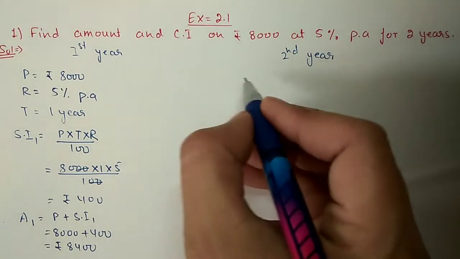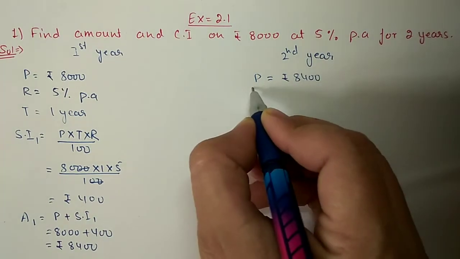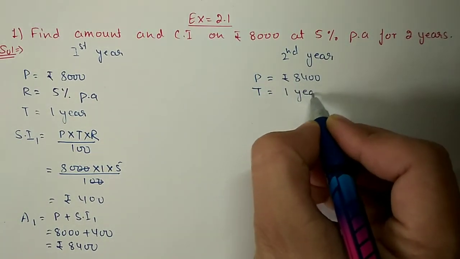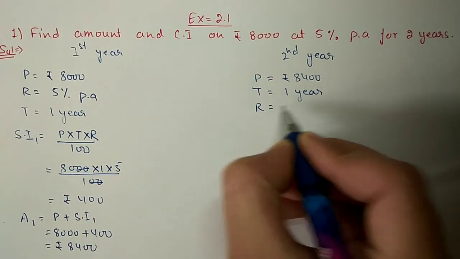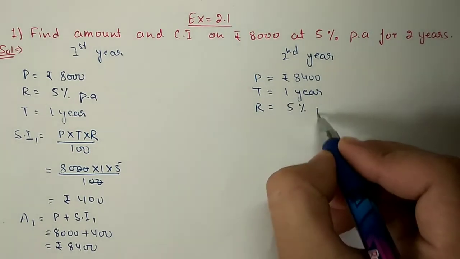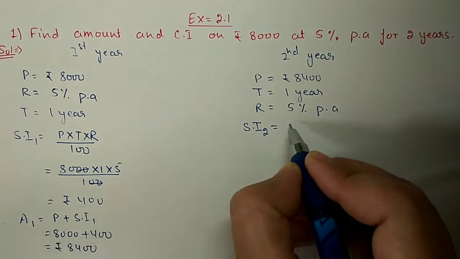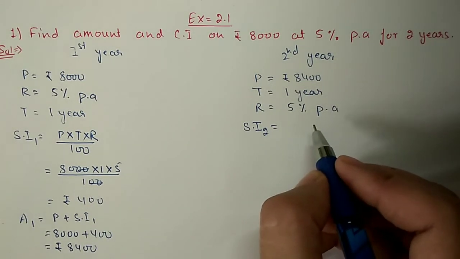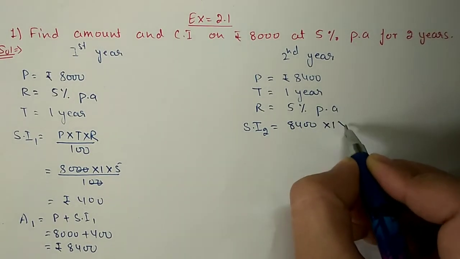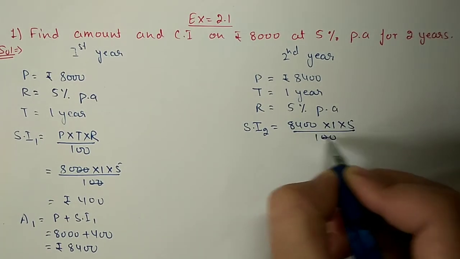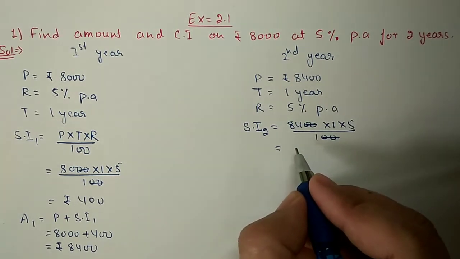Now this 8,400 amount by the end of the first year will become the principal for the second year. For the second year, principal is 8,400, time is 1 year. One year we have calculated already, now the second year we will take. And rate of interest is the same for both years, so 5% per annum. Now we will calculate simple interest for the second year using the same formula, P into T into R by 100. So 8,400 into 1 into 5 divided by 100. So 2 zeros we will cancel out here, and after multiplication we will get 420 rupees.